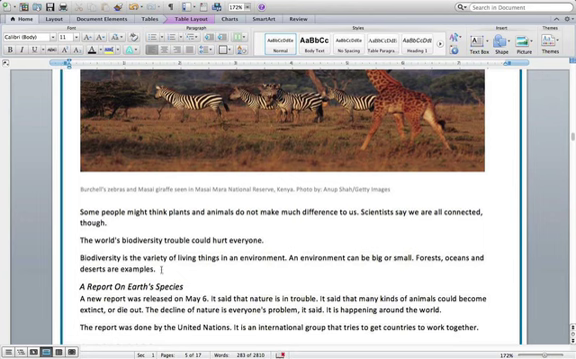Biodiversity is the variety of living things in an environment. An environment can be big or small. Forests, oceans, and deserts are examples.